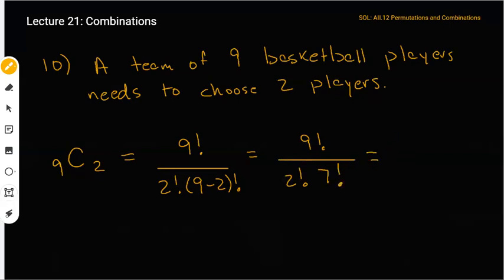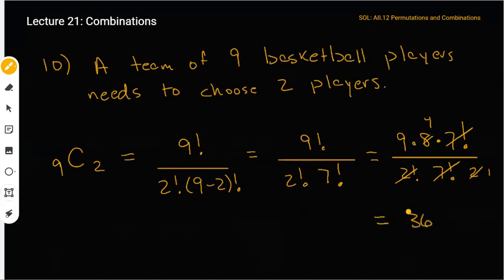So what I'm going to do is expand the top out until I get to 7. Then I stop because I have a 7 factorial in the denominator. So those 7 factorials are going to cancel out. 2 factorial is just going to give me 2. 8 divided by 2 is 4. Put the 1 at the bottom. So now dividing by 1 doesn't change anything, but 9 times 4 is going to give me 36. And that's my answer.